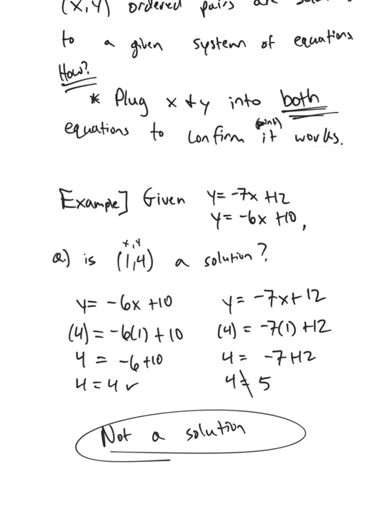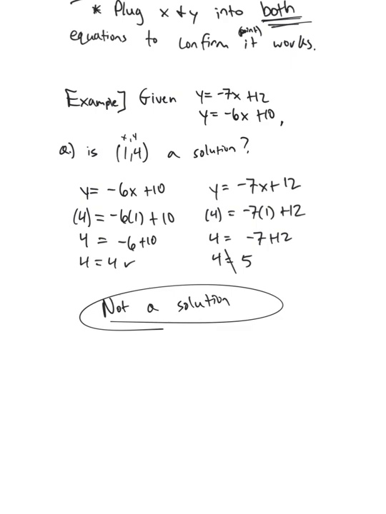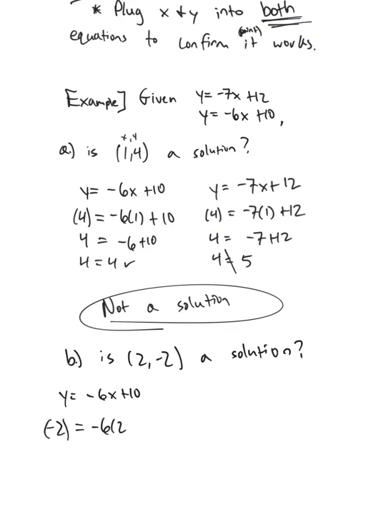Guys, using that same system, those same two equations, this will be part B. What about the point (2, negative 2)? Let's see if this is a solution. How could we check that? Again, you're just plugging into both equations. That first equation, negative 6x plus 10. Negative 2 gets substituted for y, 2 is substituted for x. So this is saying negative 2 equals negative 12 plus 10. Yeah, negative 2 is negative 2.